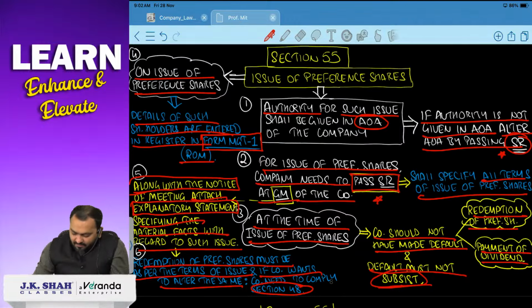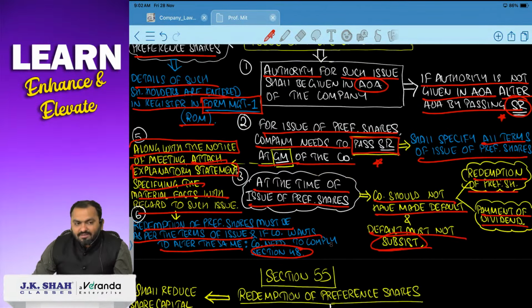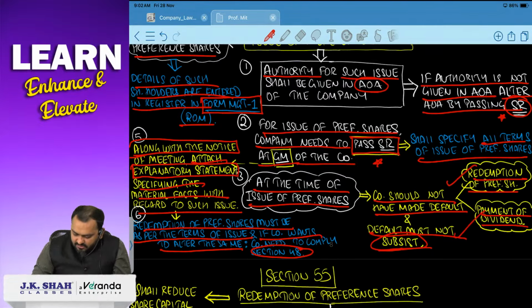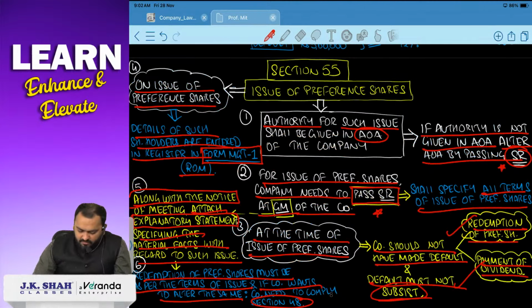Correct? Yes. After that, third point, at the time of issue of preference shares, company must have not made any default with regard to redemption of preference shares and payment of dividend. And even if company has made the default, it must not subsist at that time. Correct, everybody? Yes. Then point number 4, whenever company is making the issue, details of such type of shareholders are also entered in ROM, that is form MGT1. And whenever we give the notice of general meeting to pass SR, you need to also attach, along with the notice, explanatory statement specifying the details of such issue.